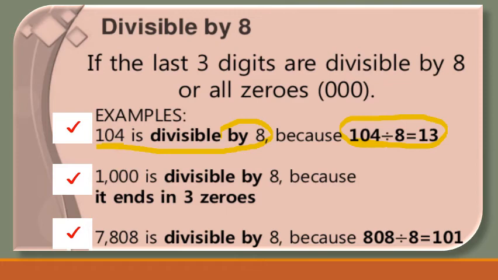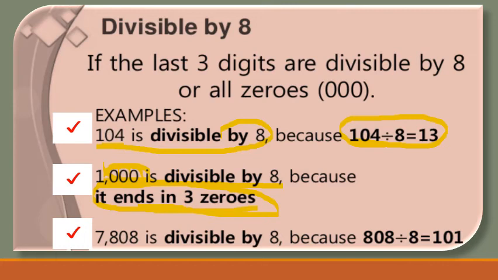In the second example, let's take the number 1000 and check whether it is divisible by 8 or not. Look at the digits in the hundreds, tens and units place. So here we have 3 zeros as its hundreds, tens and units place. So 1000 is exactly divisible by 8 because it ends in 3 zeros.